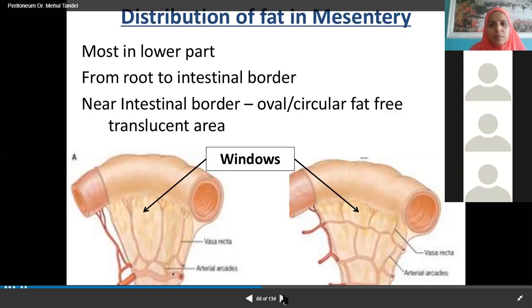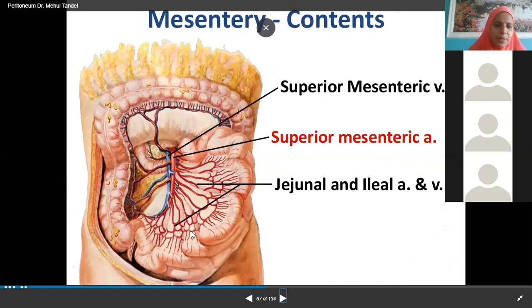Now we know the contents of the mesentery. What distributing blood vessels do we find? The superior mesenteric artery. To be more specific, its branches will be middle colic, right colic, ileocolic. These are jejunal branches, and these are ileal branches, because they are found here. Anyhow, we will elaborate this artery in our next classes. So the contents of the mesentery are the jejunal and ileal branches of the superior mesenteric artery.